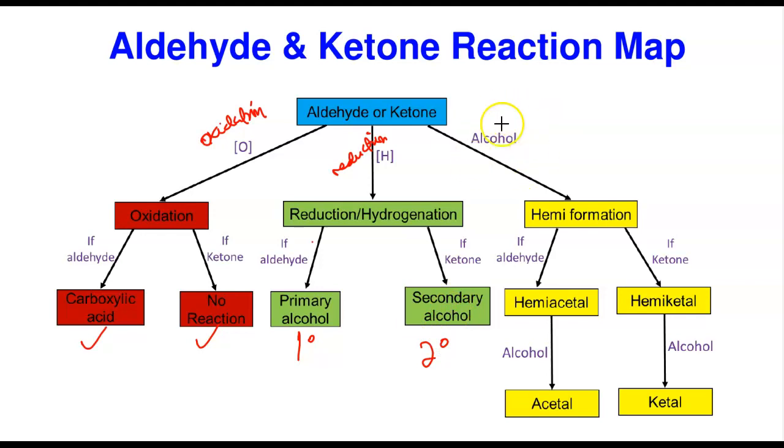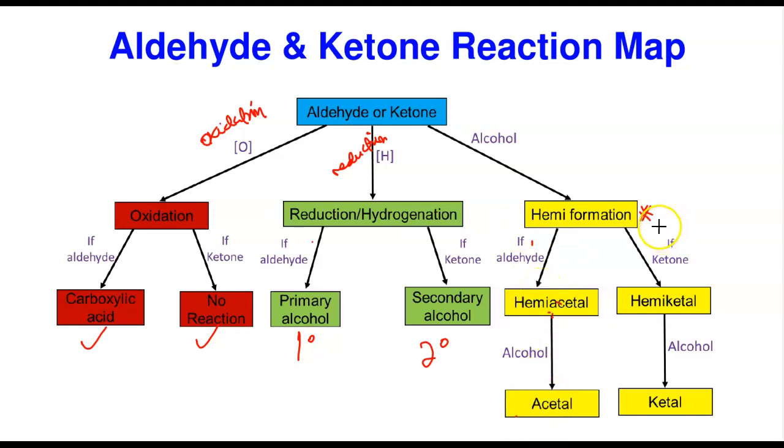And then if we add alcohol, which we're going to see in the second lecture, it forms what we call the hemi compounds. The hemi compounds are two types. If it is an aldehyde, it's going to form a hemiacetal. If you add one molecule of alcohol, it forms a hemiacetal. If you add another molecule, it forms an acetal. Hemi means half: this is the full acetal, this is the half acetal. We're going to see what this means.